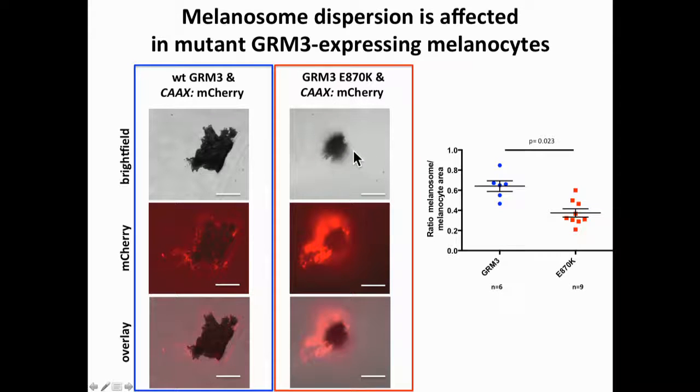So it seems that the melanosome is aggregated in the center of the cell. And we could see that the ratio of the area of the pigment to the area of the melanocyte is much lower in the E870K derived melanocytes than when we inject the wild-type glutamate receptor 3. So it seems that we are observing that melanosome dispersion is affected in mutant glutamate receptor 3 expressing melanocytes.